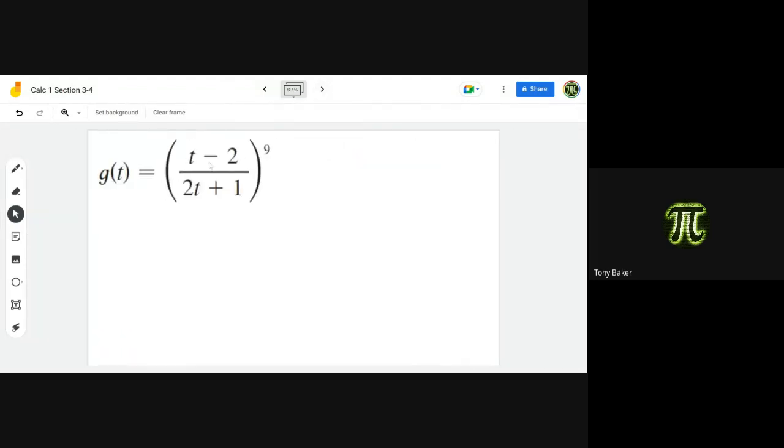This one, it's one piece. So I have to do the chain rule. However, the part inside is a quotient. So I have to do the part inside as a quotient rule. Yes, just like we were doing before.